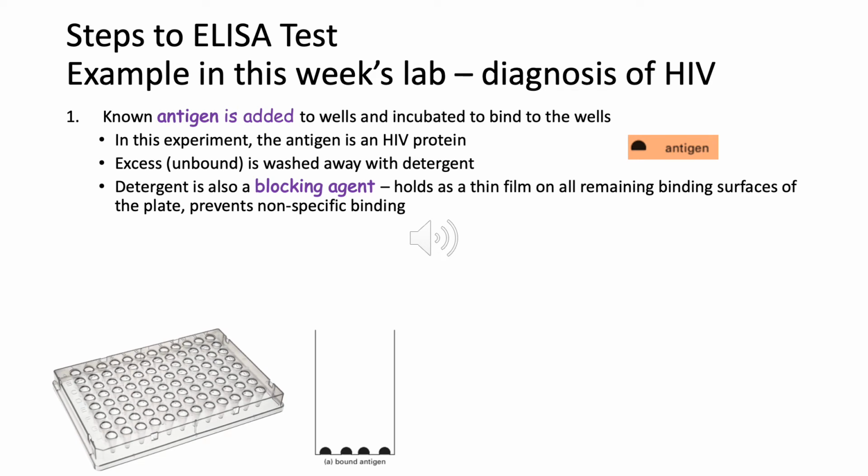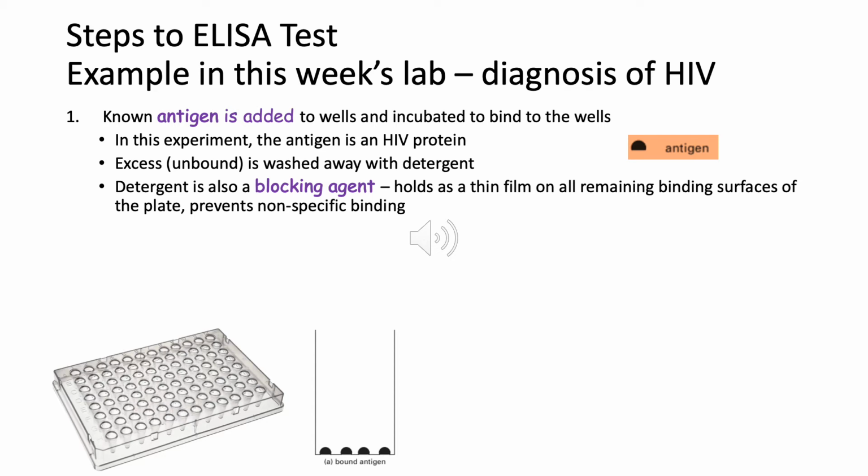Now we're going to go through the steps to doing an ELISA test. So I've been talking a lot about the coronavirus, but ELISA testing can be done for all different kinds of infectious diseases to diagnose them. So in the lab this week, we're going to be doing an ELISA test. It's a simulated ELISA test so that we're not actually working with any dangerous infectious diseases, but it's a simulated ELISA test for the diagnosis of HIV.